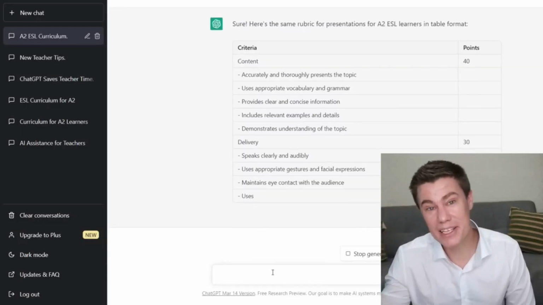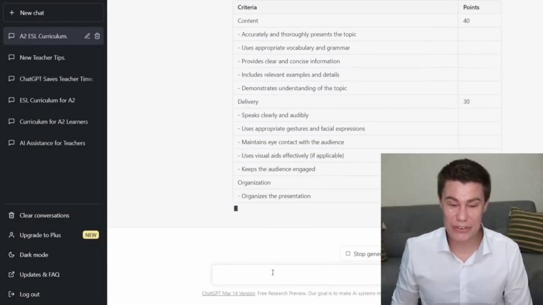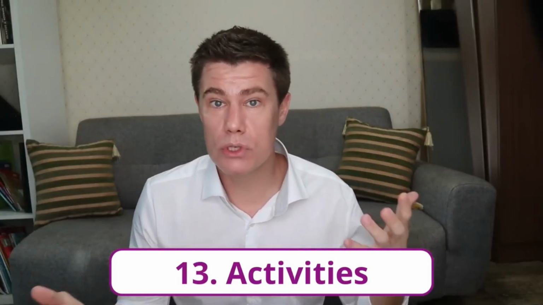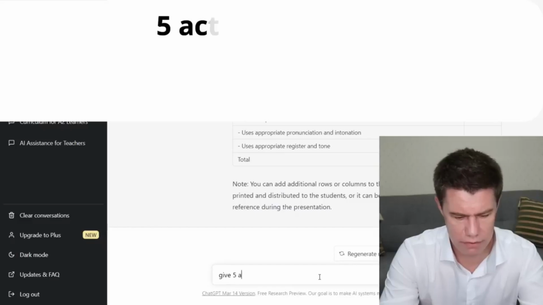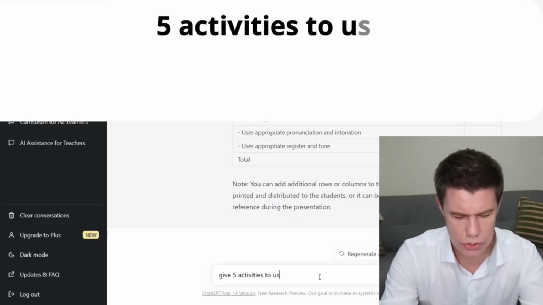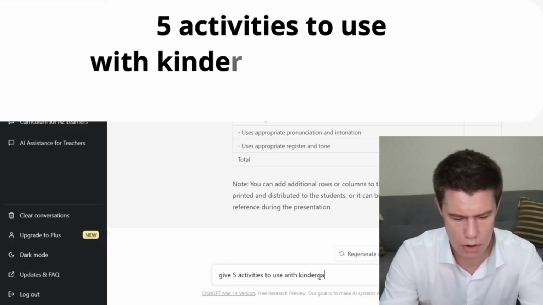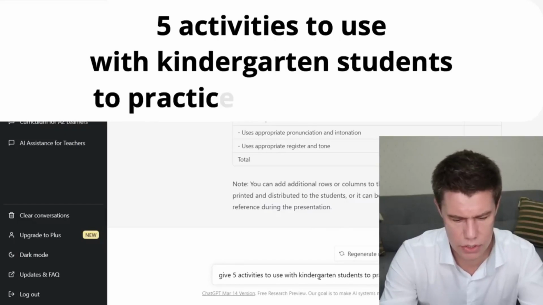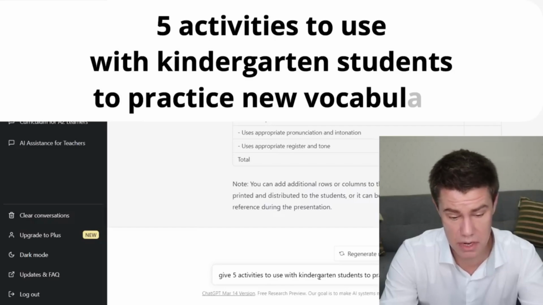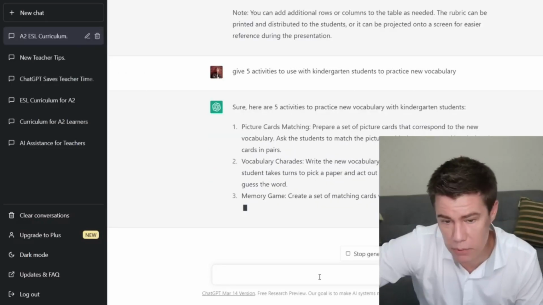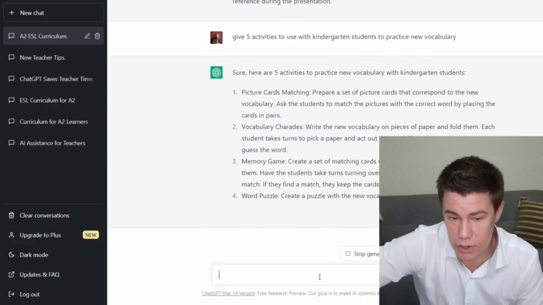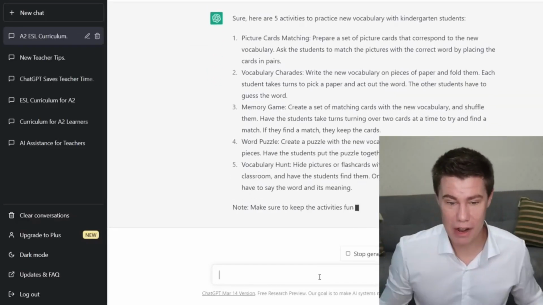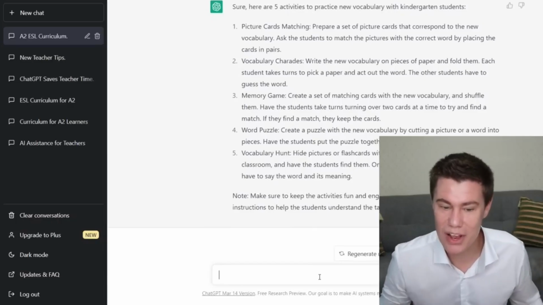Your brain must be exploding with all the ideas you can use for this. Brainstorm activities. What activities or games can you use for specific topics? 5 activities to use with kindergarten students to practice new vocabulary. Picture match, charades, memory games with matching cards, word puzzles, vocabulary hunt, hide pictures or flashcards with the new vocabulary around the classroom and have students find them.